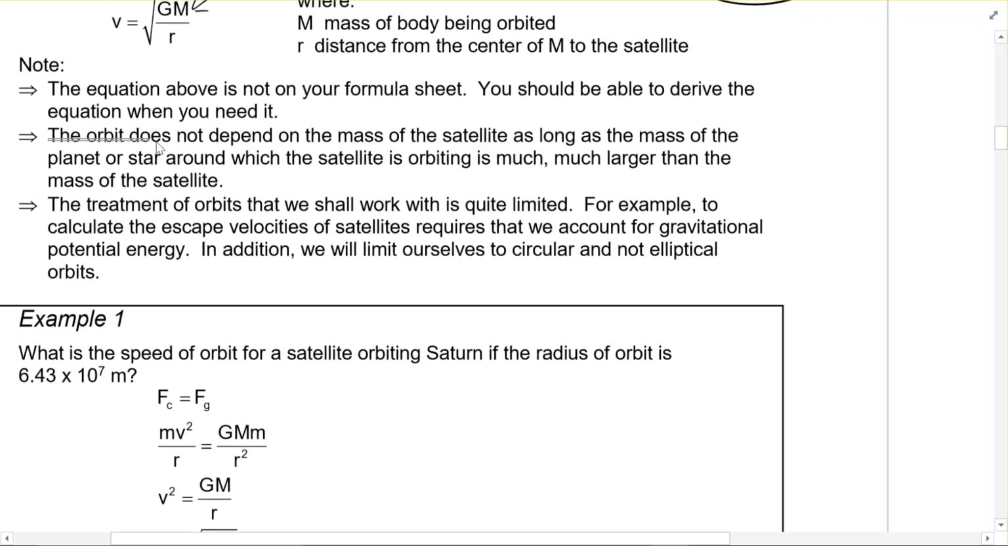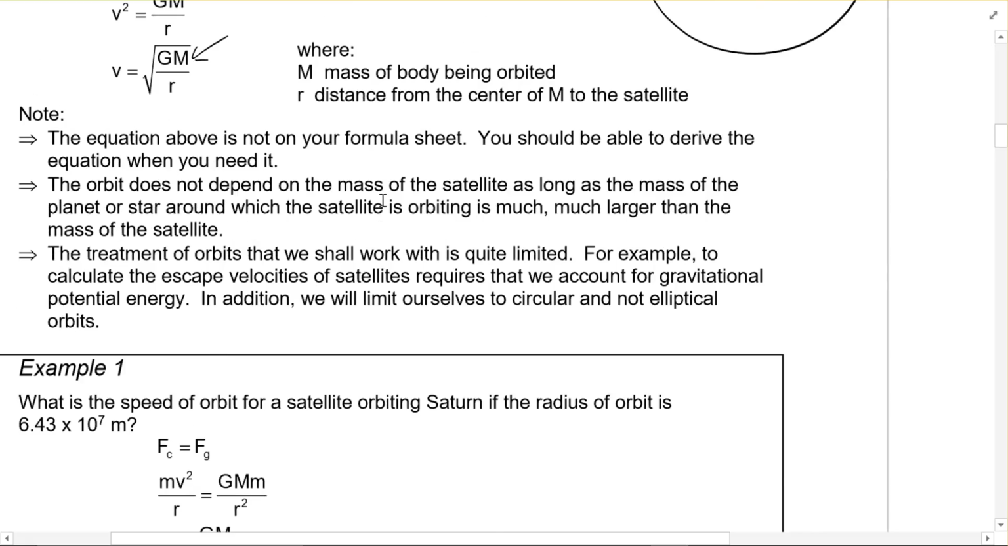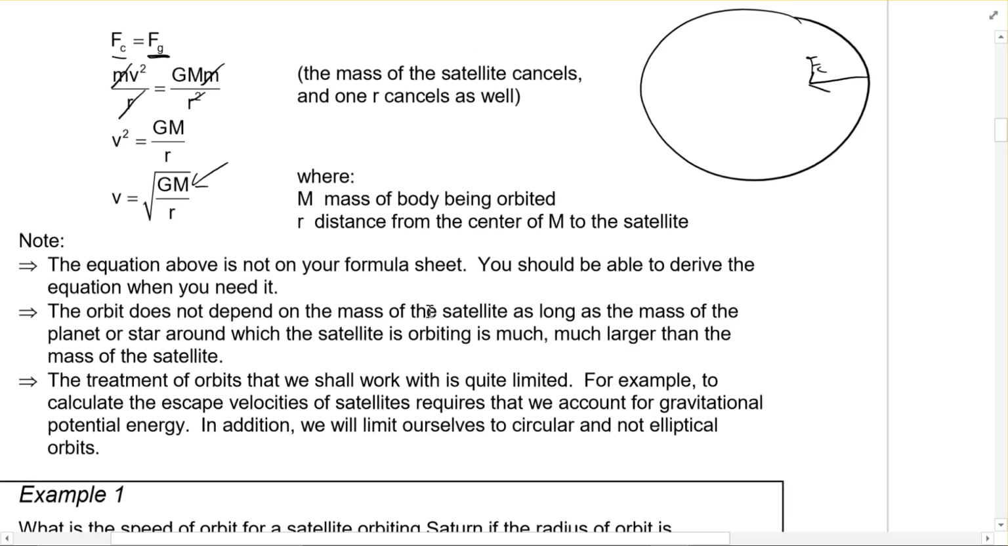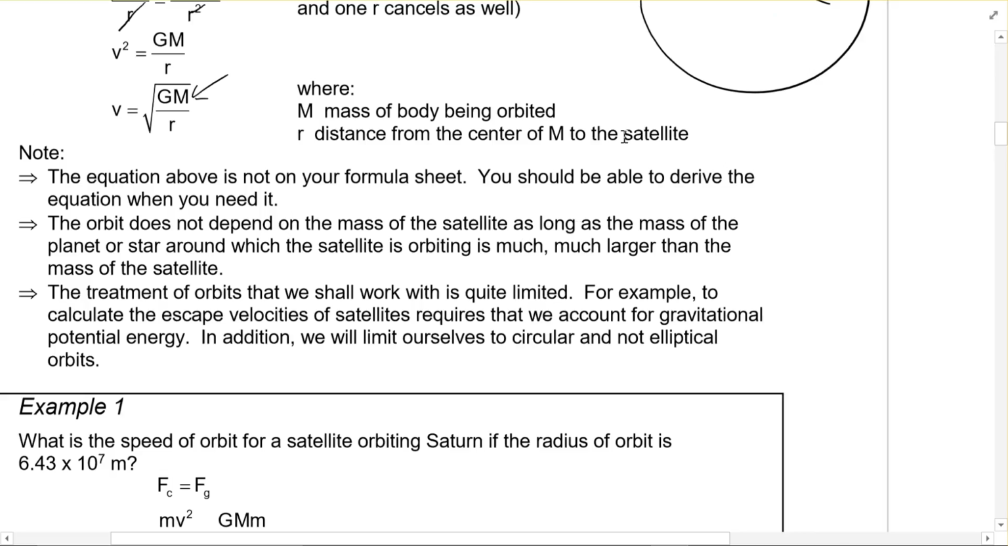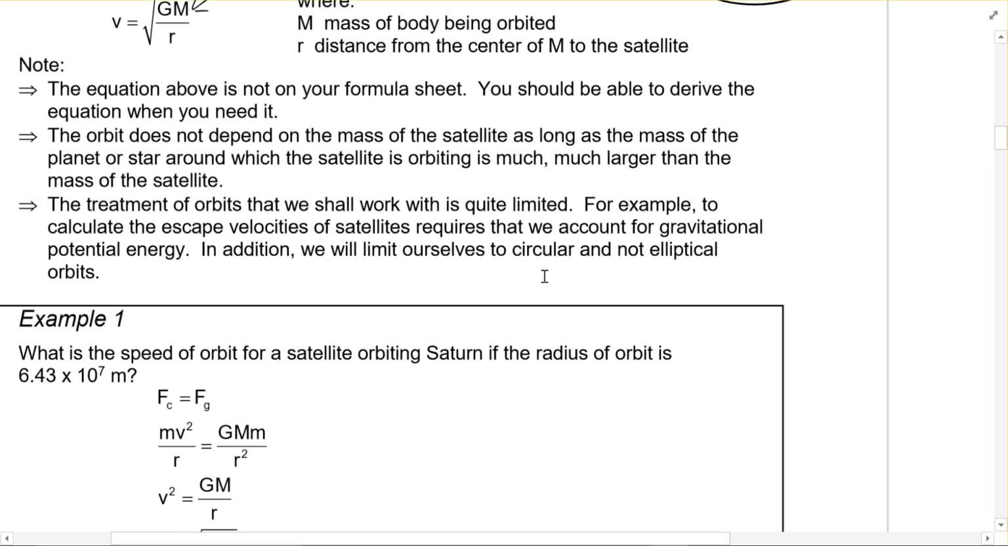Something to note here, though, what it's saying in the second one down here, is that orbit doesn't depend on the mass of the satellite, right? The satellite is so small in comparison to the force of the Earth that it actually doesn't matter. It doesn't matter at all if you have a super heavy satellite or a super light satellite. It's not going to matter.